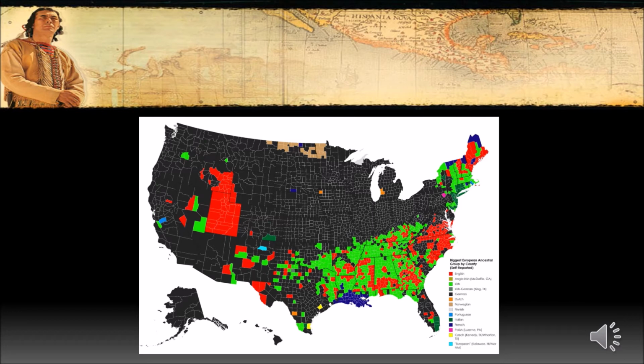So this is the image of people of European descent who live in the US, in which we can see that most of them live in the South US.